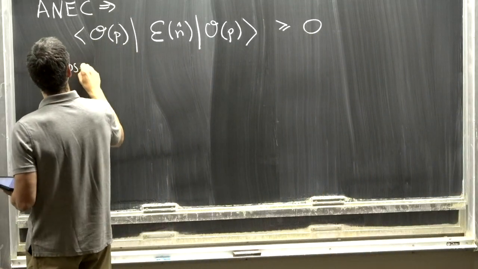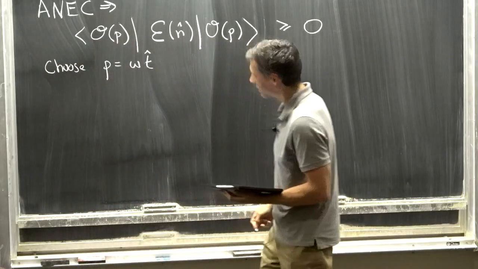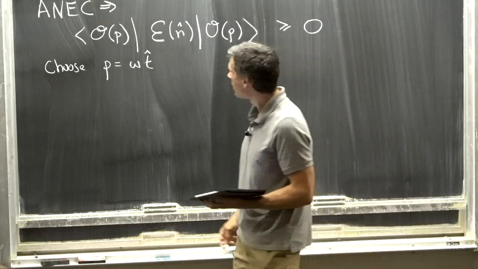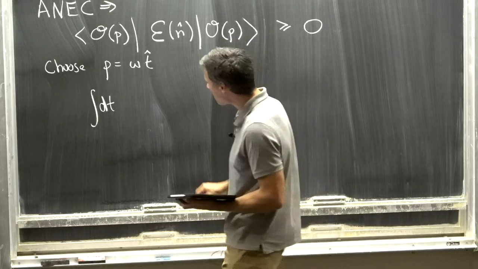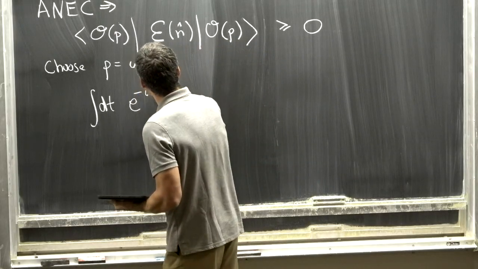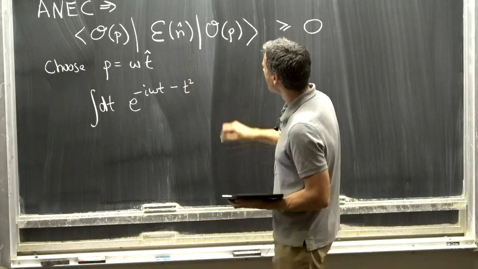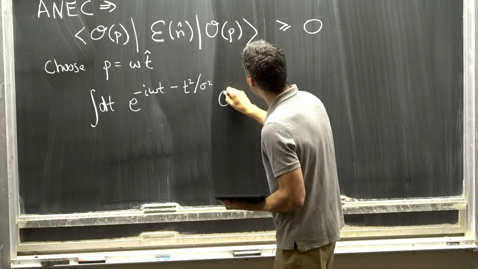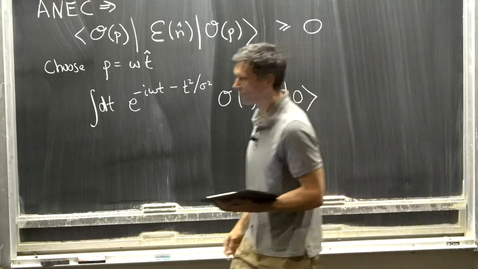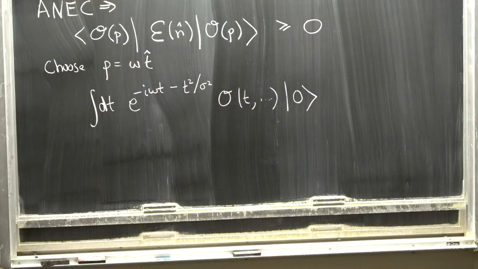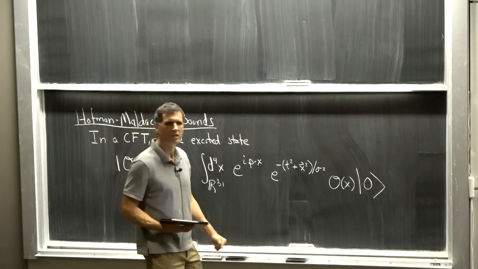So first of all, we're going to choose a time-like momentum. P is omega t hat. And now our integral involves an integral dt of e to the minus I omega t. I'm just going to write the t part of the integral. E to the minus I omega t minus t squared over sigma squared O of t dot dot dot acting on vacuum. Okay, we're going to have to do all the other integrals too, but I want to do the t integral first.